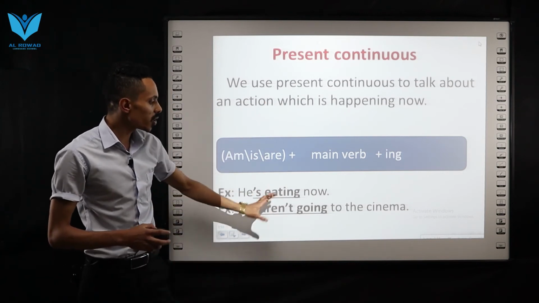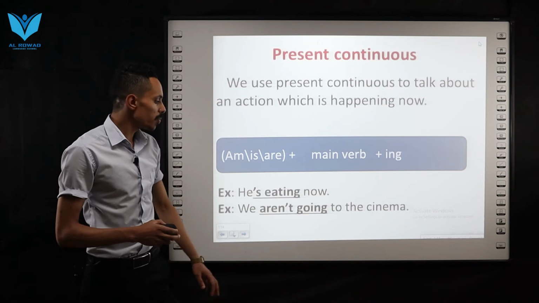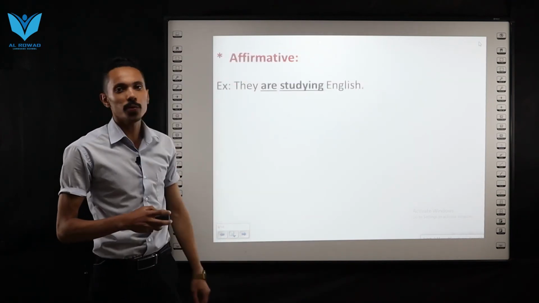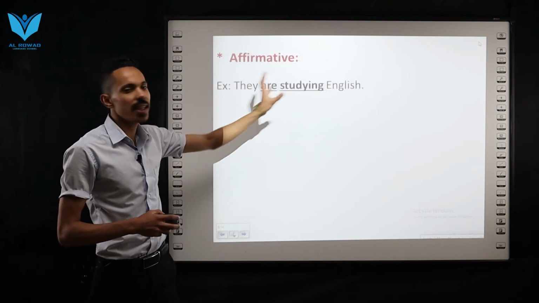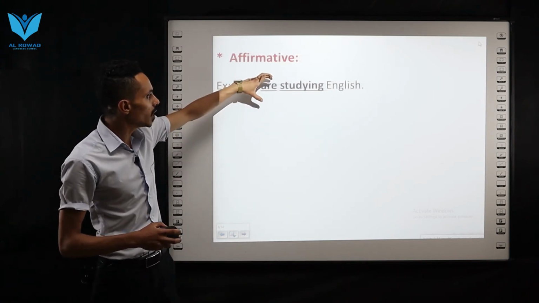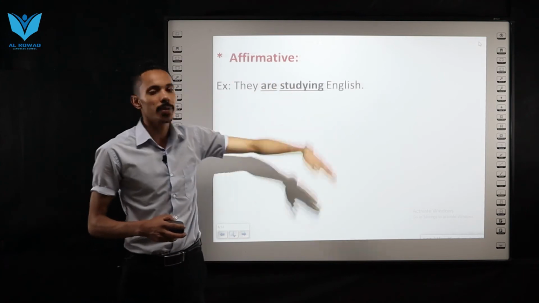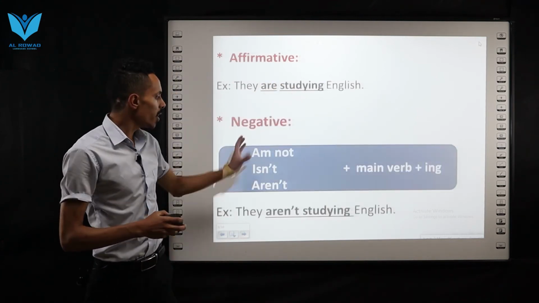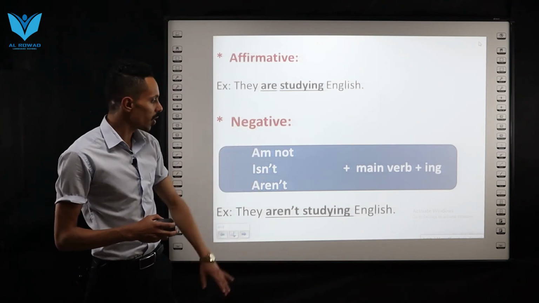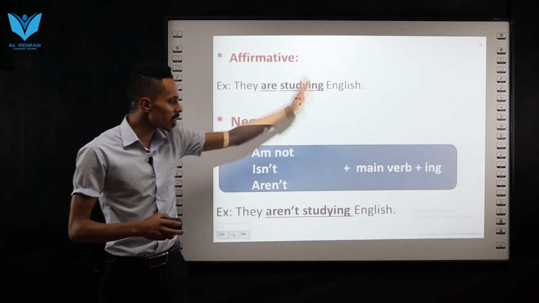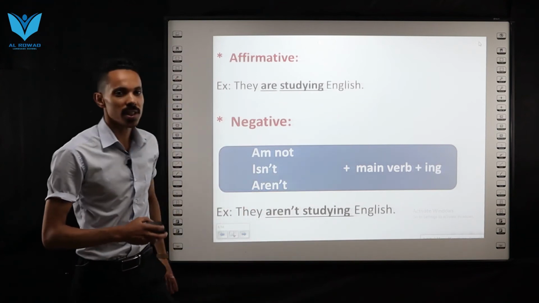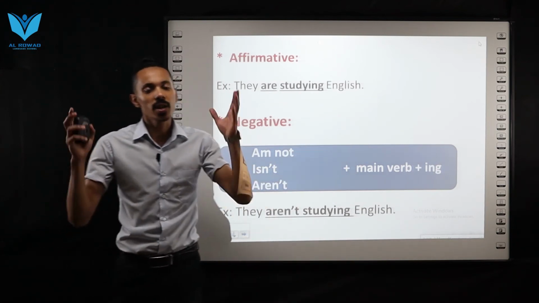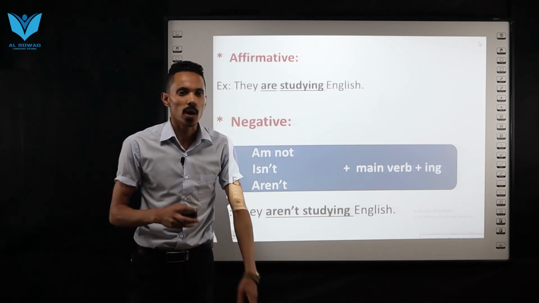And here we aren't going to the cinema. This means we aren't doing the action now. In the affirmative form, they are studying English. If the verb to be here is affirmative, so the verb is affirmative. In the negative form, I make the verb to be here negative, like am not, is not, are not, plus main verb plus ing. For example here, they aren't studying English. This means they aren't doing the action now.